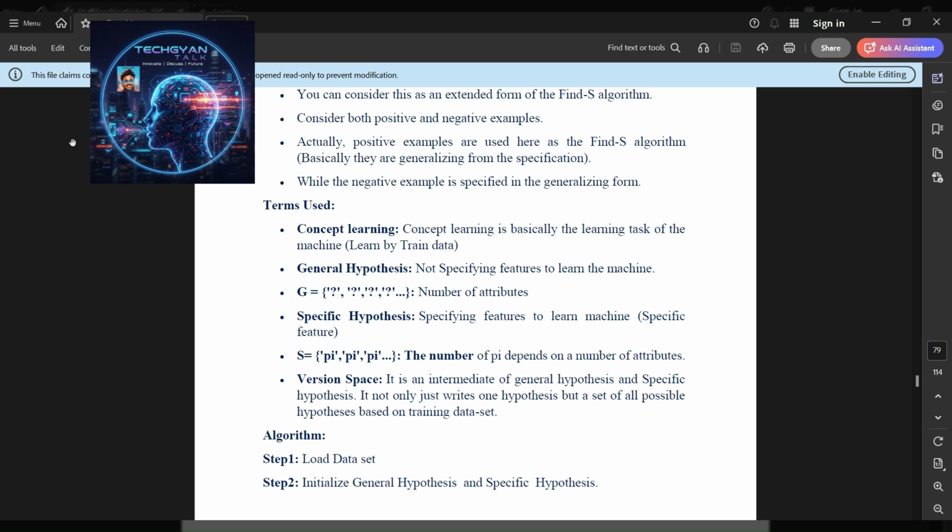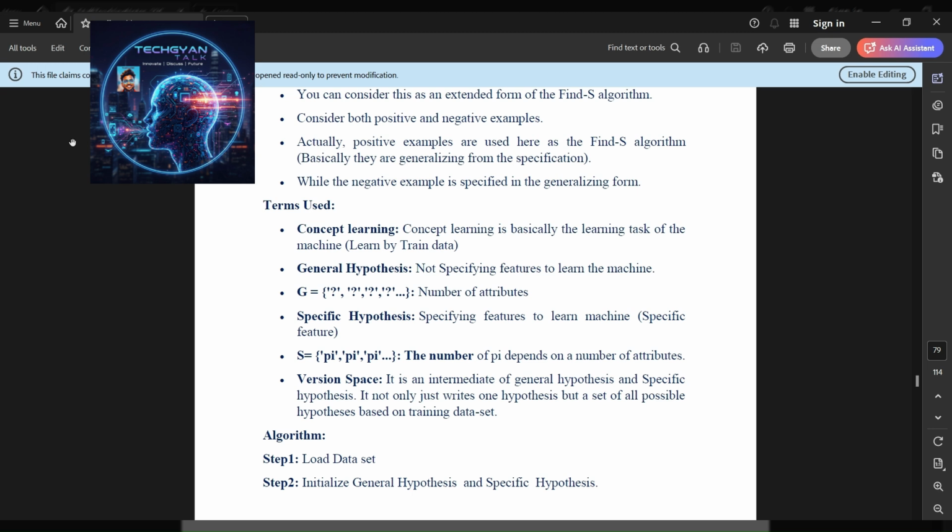A general hypothesis does not have specific features to teach the machine, and it is referred to by G equal to question marks, one for each attribute. A question mark means anything; it can take any value. A specific hypothesis has specific features to teach the machine, and it is represented by S equal to phi. The number of phi depends on the number of attributes.